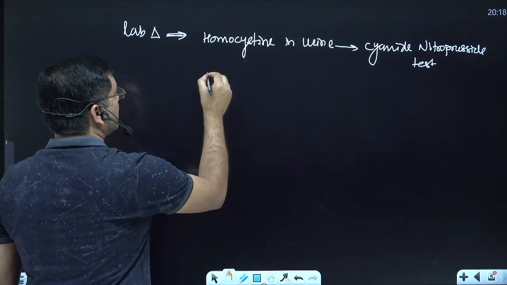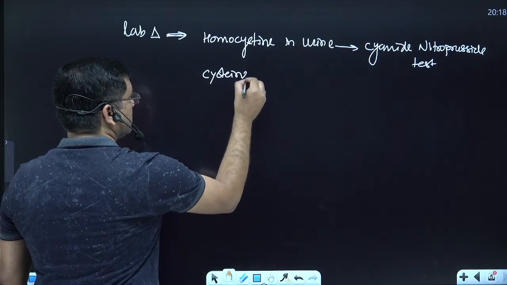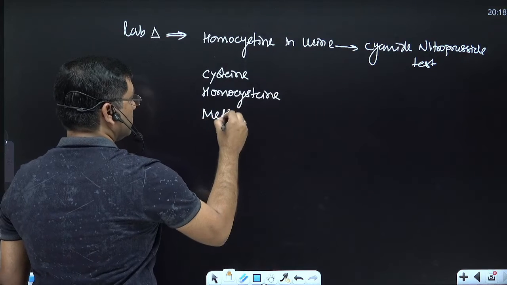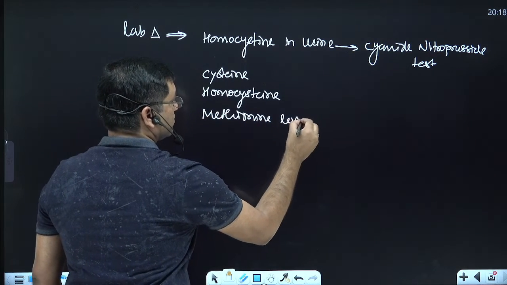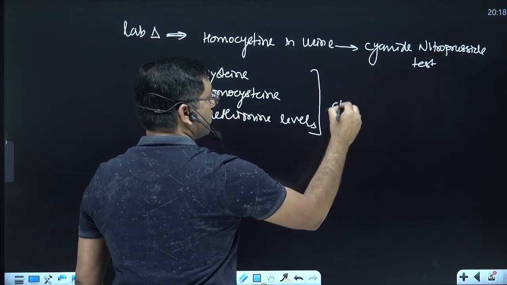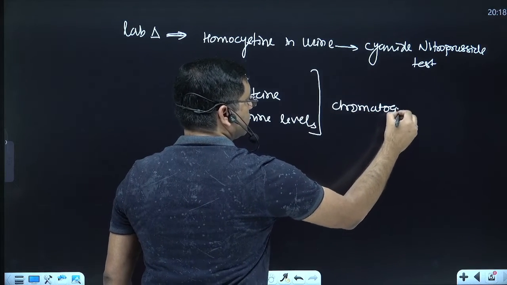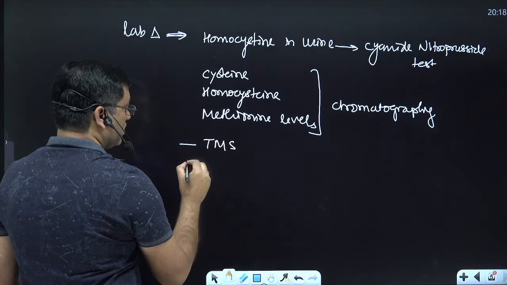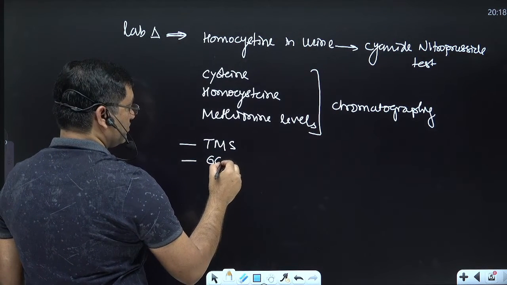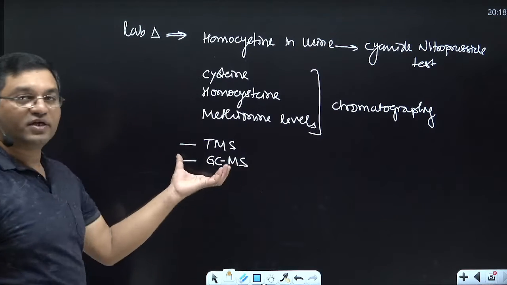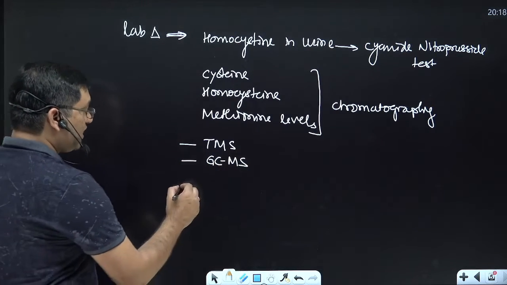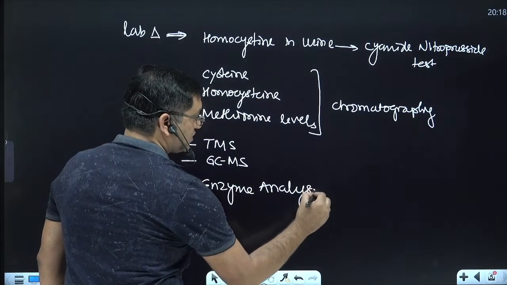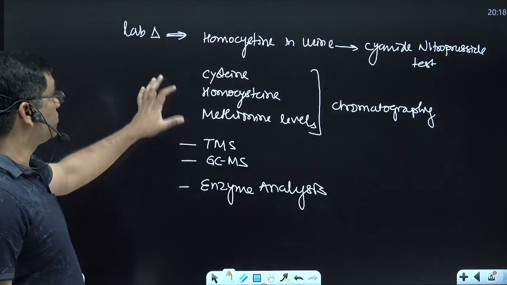Then the amino acid profile, that is homocysteine, cysteine, and methionine levels, can be detected by chromatography. Confirmatory diagnosis can be done by tandem mass spectrometry or gas chromatography mass spectrometry combination. Also enzyme analysis, that is cystathionine β-synthase analysis, can be done. So this is lab diagnosis.